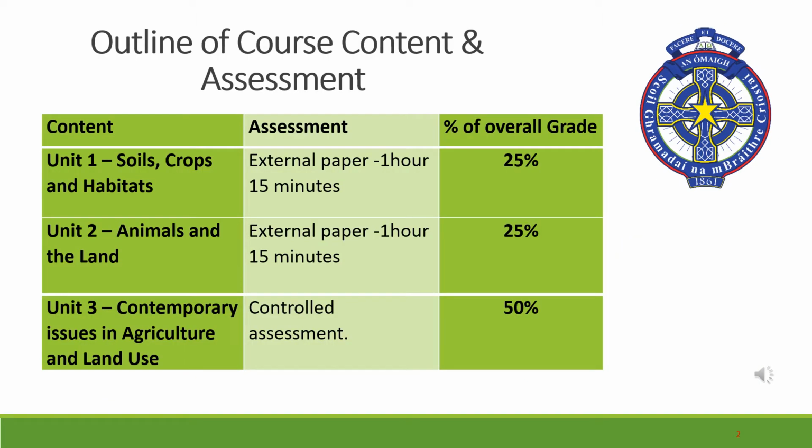Agriculture GCSE is subdivided into 3 different units. Unit 1 is Soils, Crops and Habitats. That's worth 25% of the overall grade. Unit 2 is Animals in the Land. That's also worth 25% of the overall grade. And then Unit 3, Contemporary Issues in Agriculture and Land Use. This is the coursework element. So it's controlled assessment, which means it's portfolio based, and that's worth 50% of the overall grade.